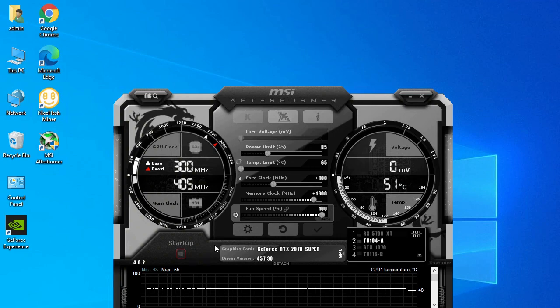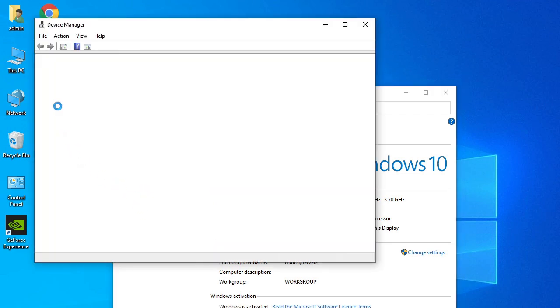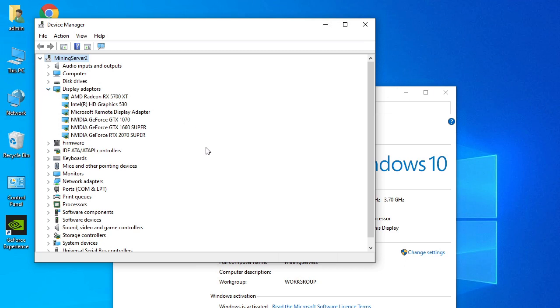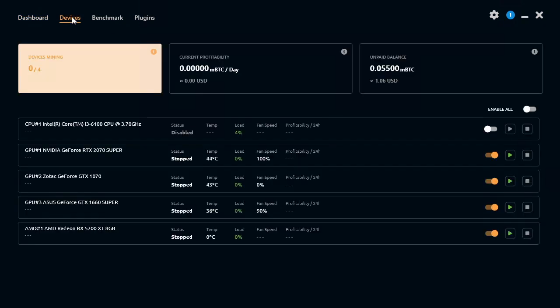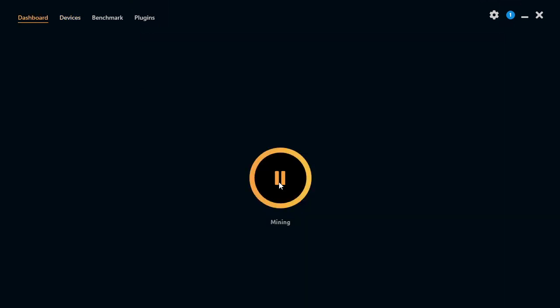Now that we've got our graphics card installed, let's just make sure it is installed correctly. So in our mining server, we've got our RX 5700 XT, GTX 1070, GTX 1660 Super, and the RTX 2070 Super. So all our cards are installed correctly. No driver issues. Let's get our mining software up and running. Okay. In our mining software, we can see all four graphics cards, which is good. And let's start mining.